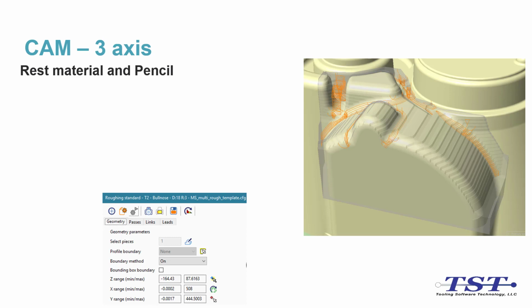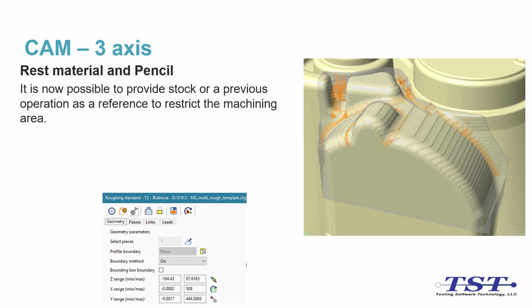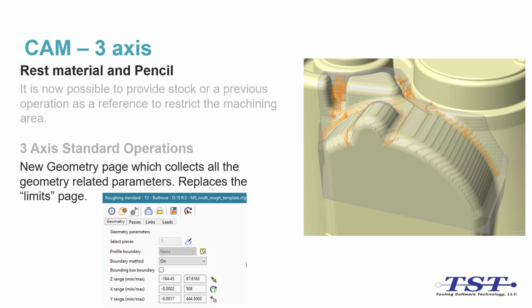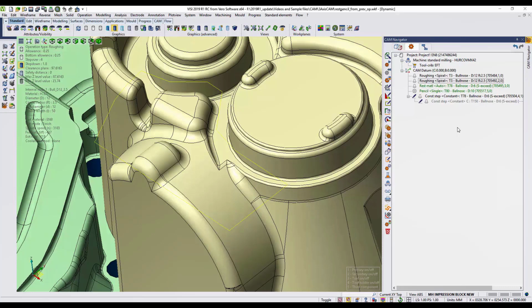Moving on in the 3-axis realm, the rest material and pencil. It is now possible to provide stock or a previous operation as a reference to restrict the machining areas. This is super important for us to have this ability with our new engines. The new geometry page, also in the standard operations, collects all the geometry related parameters and replaces the limits page. Rest assured, all the functionality of our limits page is still available. It's just set up a little bit differently for us.